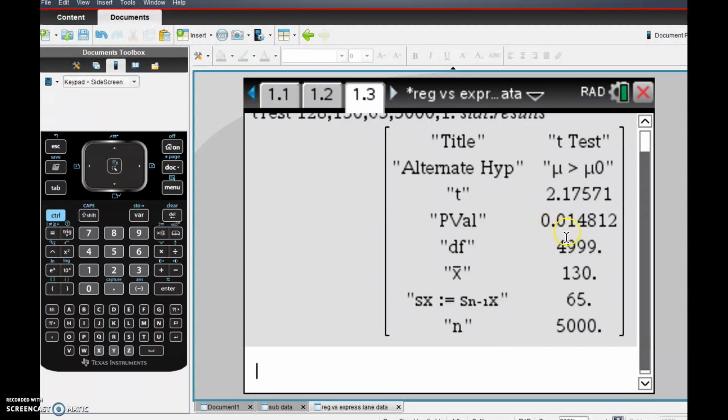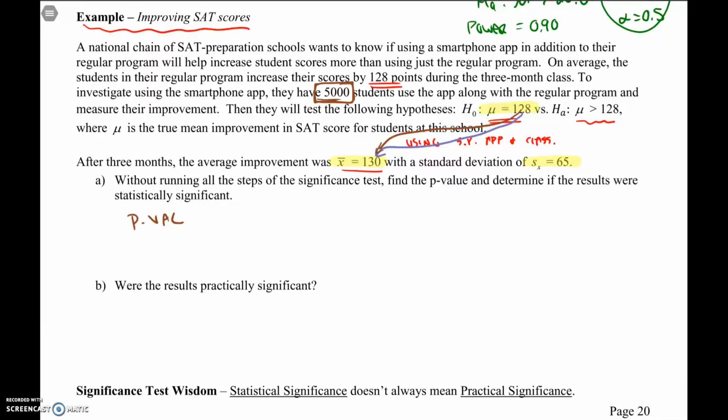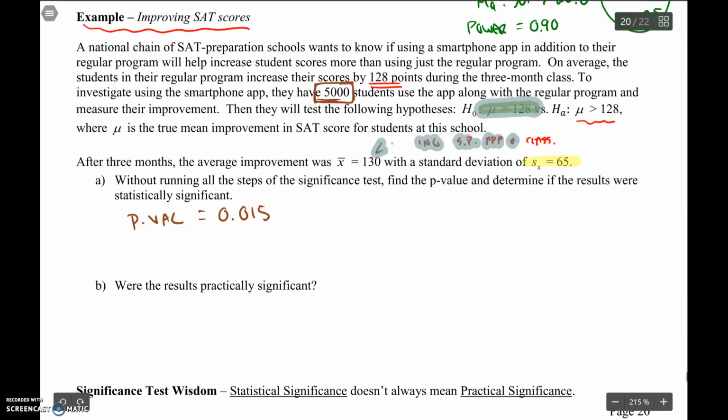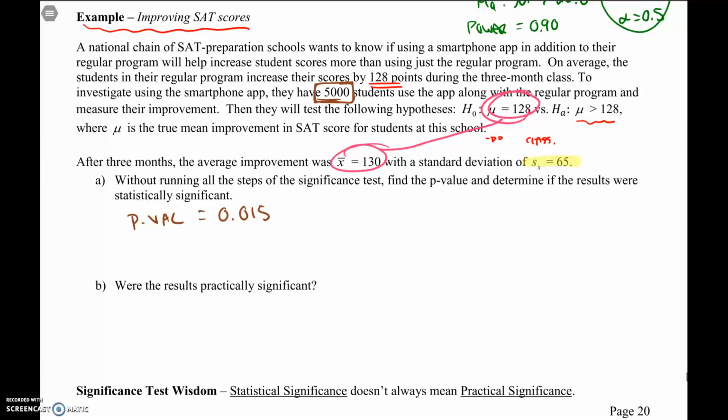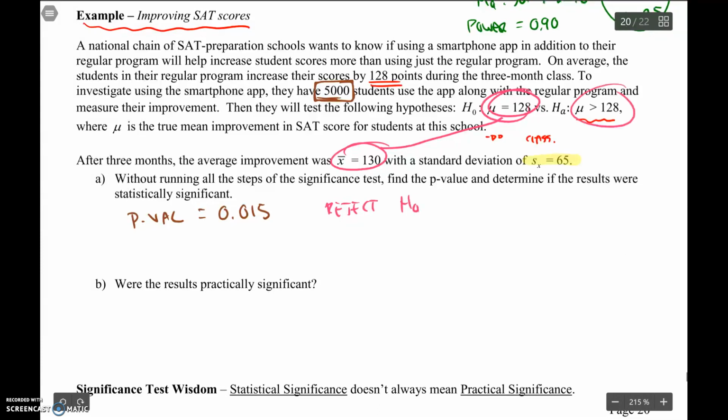P-value is 0.015. So although the increase was really, really minor, I do have enough power to detect a significant difference because my sample size is so big. So I will reject the null and conclude that the app helped.